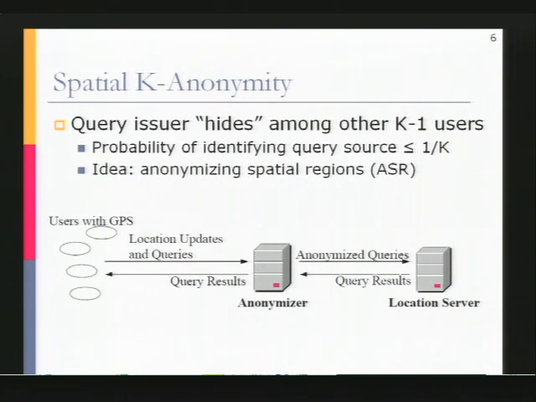There are a few obvious flaws with this architecture. First of all, we have a single point of attack. If somebody breaks into the anonymizer, everybody's privacy is compromised. And another problem is a performance problem, because all the queries and all the updates of locations must go through this server. Therefore, there would be a performance problem, right? A bottleneck.